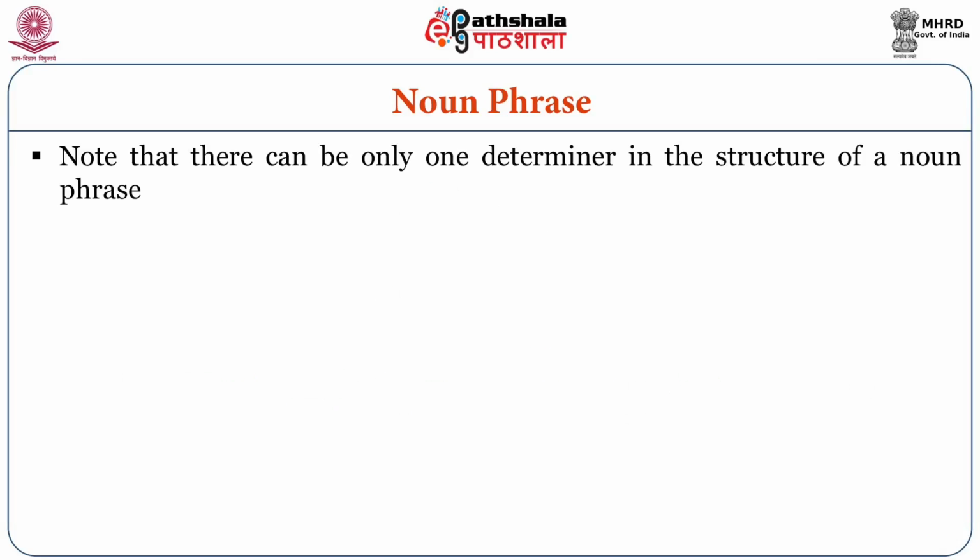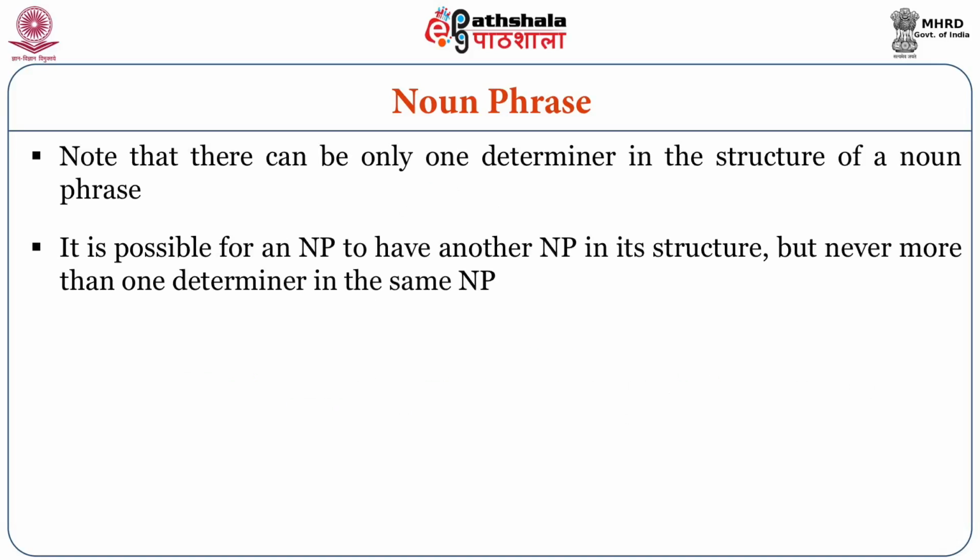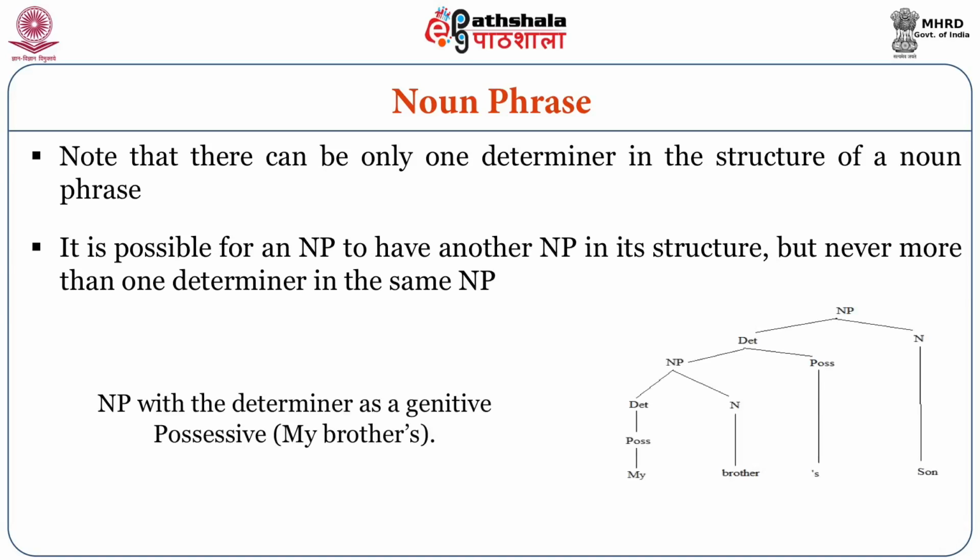Note that there can be only one determiner in the structure of a noun phrase. It is possible for a noun phrase to have another noun phrase in its structure, but never more than one determiner in the same noun phrase. Noun phrase with the determiner as a genitive possessive: my brother's.